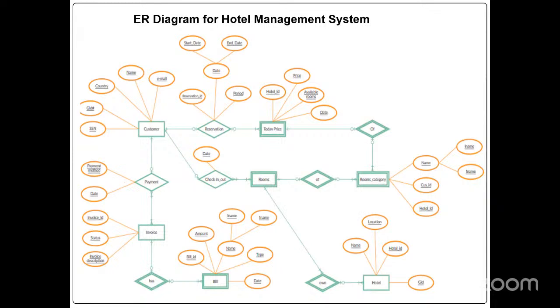See here how to write. Simple, I'll say. For customer, we already know how to write the attributes. Take the reservation. Reservation means we will have reservation ID, date, period, end date, start date. It is not complex, it is simple. Then today's price: hotel ID, available rooms, date. Like that you need to write. Very simple to write. It is your wish, you can write any attribute, but it should have some meaning.